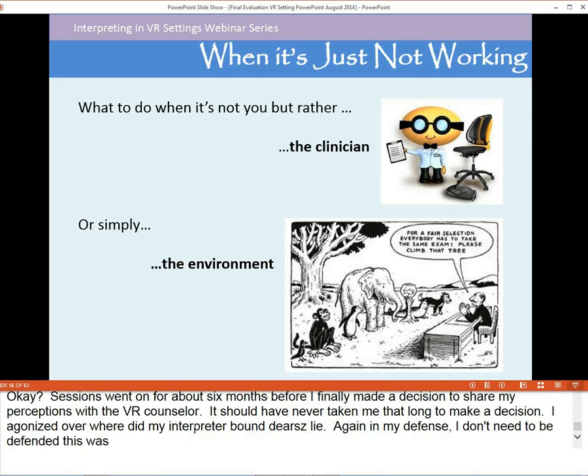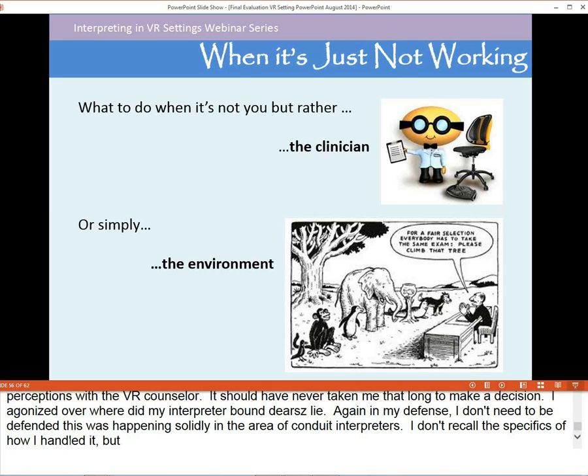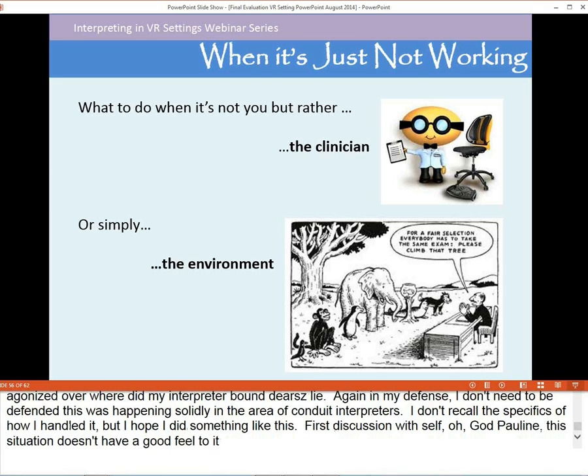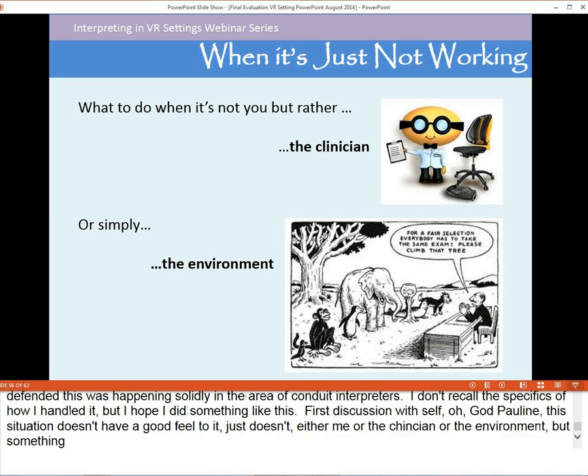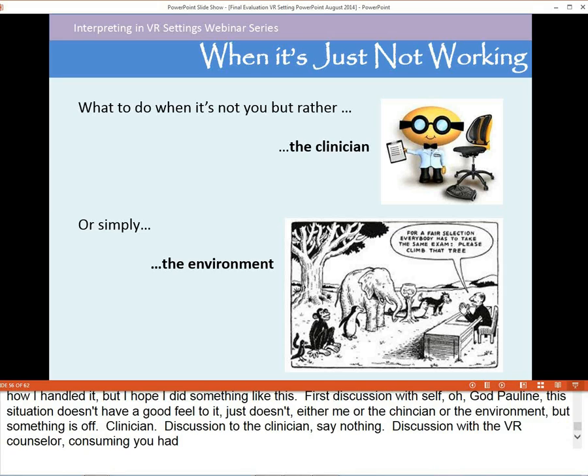Now, frankly, I don't recall the specifics of how I handled it, but I do hope I did something like this. First, discussion with self. Oh God, Pauline, this situation doesn't have a good feel to it. It just doesn't. It's either me or the clinician or the environment, but something is off. Discussion to the clinician: say nothing. Discussion with the VR counselor, assuming you had direct contact with the VR counselor, and I did.